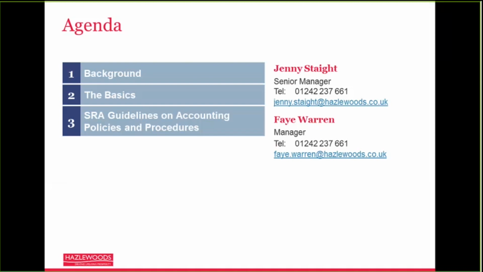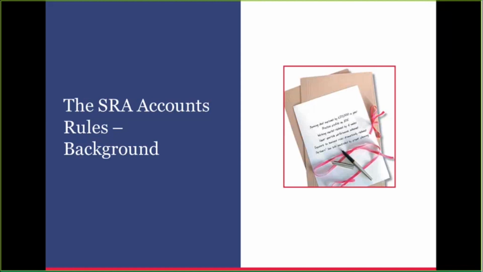Today, we're going to run through the background to the rules, the basics, and then we'll run through the SRA guidelines on accounting policies and procedures. The SRA Accounts Rules were first issued in 1998. The most recent version was issued in 2011, and we are now on version 19 of this.